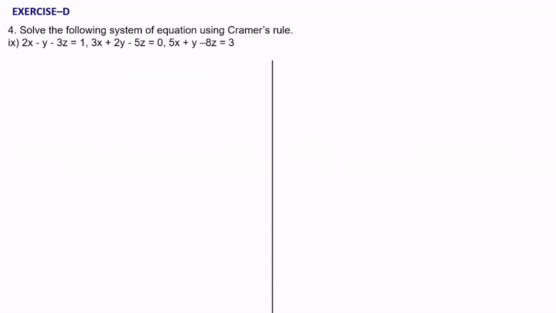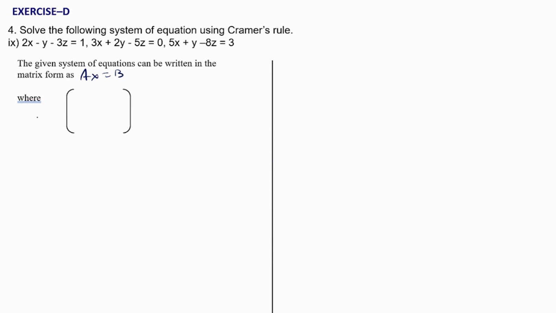And next we have the last question: 2x minus y minus 3z equal to 1, 3x plus 2y minus 5z equal to 0, 5x plus y minus 8z equal to 3. So the given system of equations can be written in the matrix form as Ax equal to b, where A equal to [2, minus 1, minus 3; 3, 2, minus 5; 5, 1, minus 8]. X is [x, y, z]. And b is [1, 0, 3].